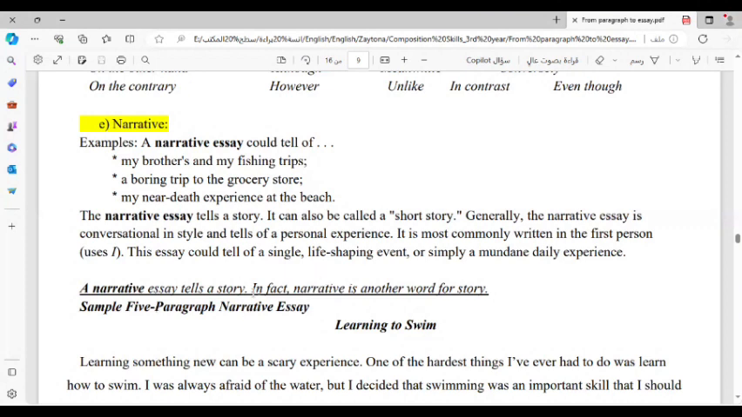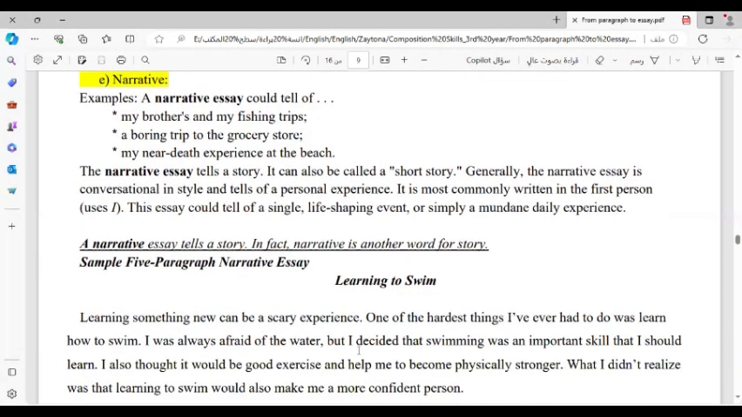Narrative essay tells a story. In fact, narrative is another word for story. So narrative means story, and to narrate means to tell. Do you have any question concerning narrative? I think this is simple, right? Clear, simple. Yes.